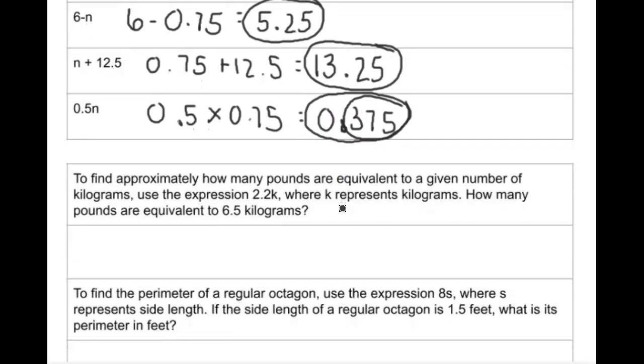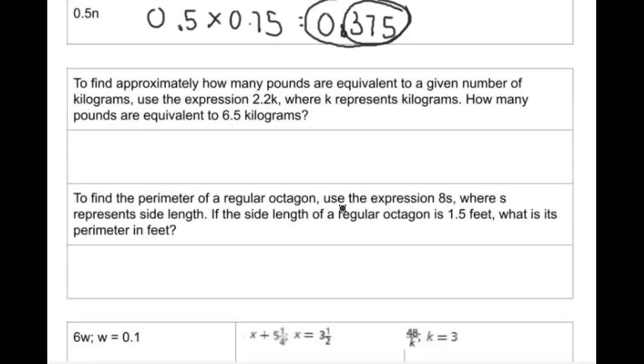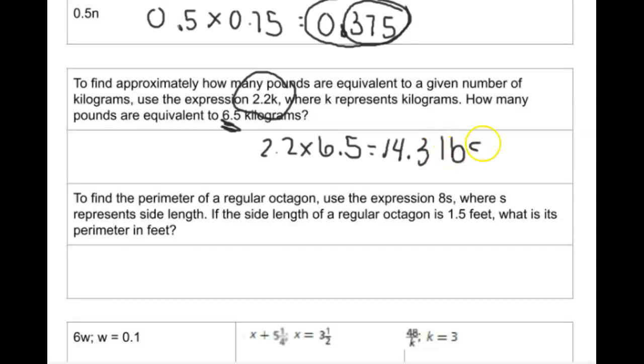Let's look at our word problem. Define approximately how many pounds are equivalent to a given number of kilograms using the expression 2.2k. So this is the expression we're using. And then this is what we're going to plug in. A letter and a number next to each other means multiplication. So I'm going to take 2.2 times 6.5. And I get 14.3. And since it's a word problem, we do have to label. So let's look back at the question. How many pounds? Oh, so we're labeling it with pounds.